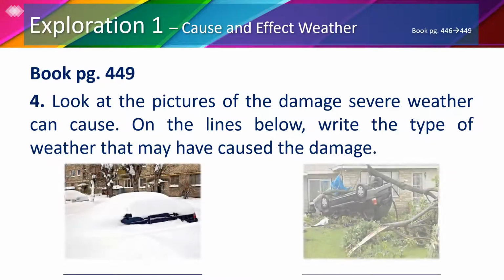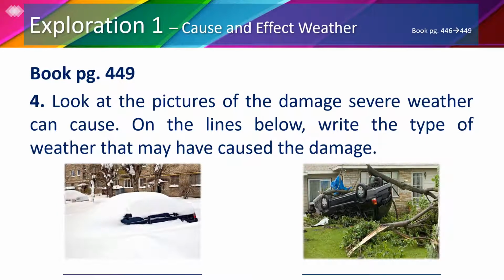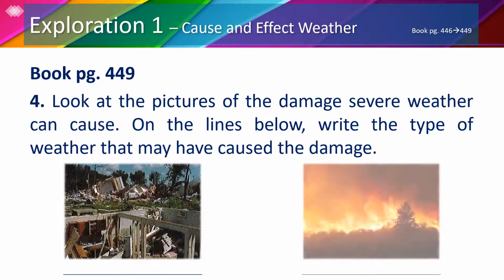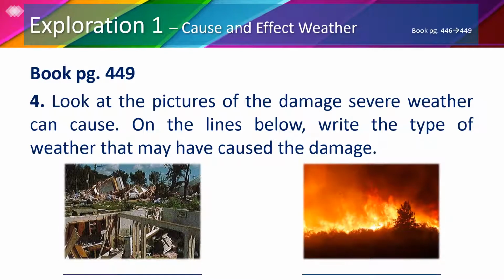On the next page, we continue number 4 with a picture of a car buried in snow. Blizzards cause a lot of snow to fall, which could be the cause here. The next picture shows a car upside down with a fallen tree next to it. Such damage can be caused by a tornado or a hurricane, which both have strong winds. The final two pictures, the one on the left, shows damage caused to houses. This could also be caused by tornadoes or hurricanes because of the strong winds. And finally, the last picture is of a wildfire. Wildfires can be caused by lightning strikes, which are common in thunderstorms.